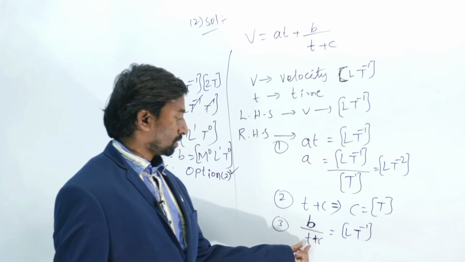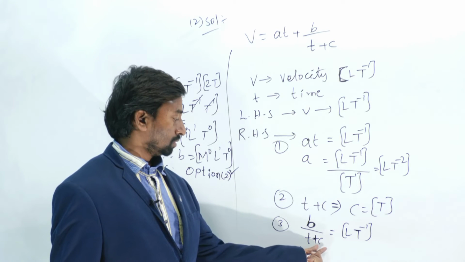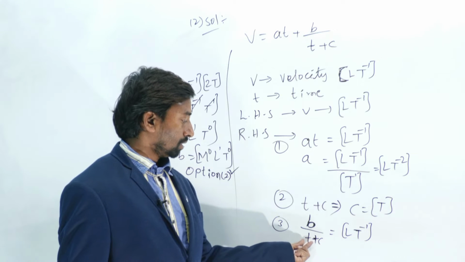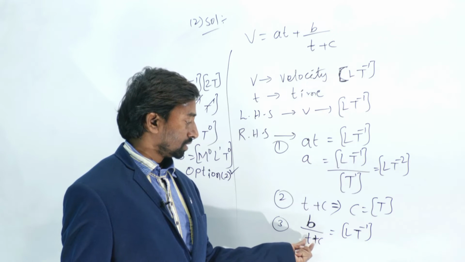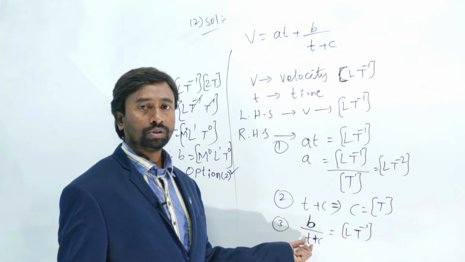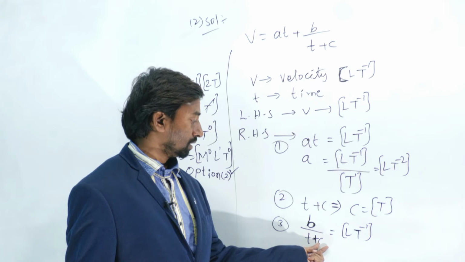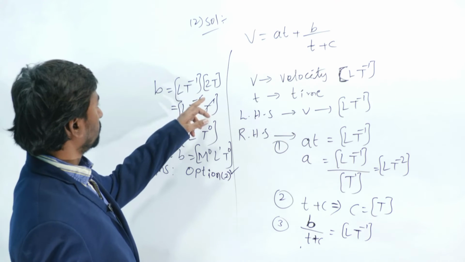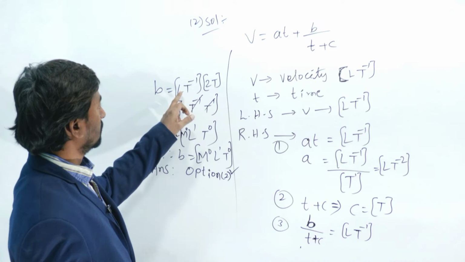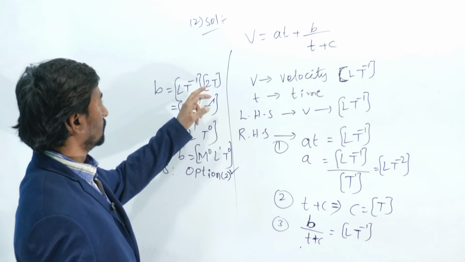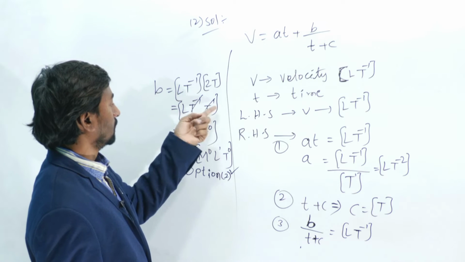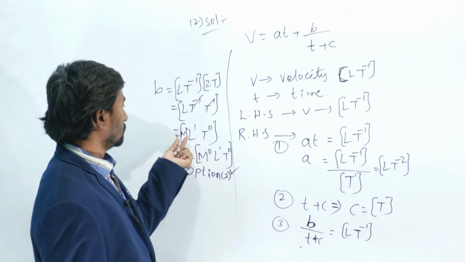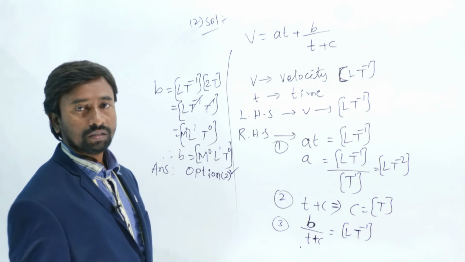According to the principle of homogeneity, if t is time, then c should also be time, because in each and every term the dimensional formula should be the same. Then t plus c is 2T, and 2 is a constant, which has no dimensional formula. So we get L T power 1 and T power 0, so M power 0, L power 1, T power 0.